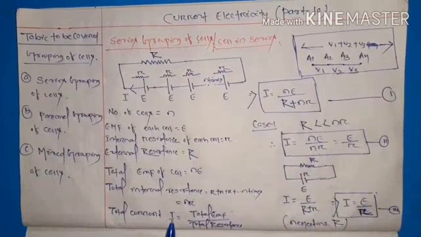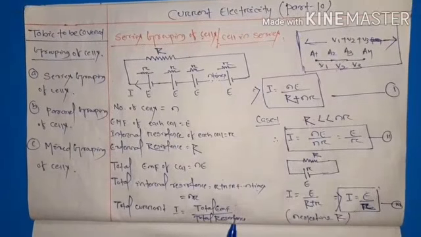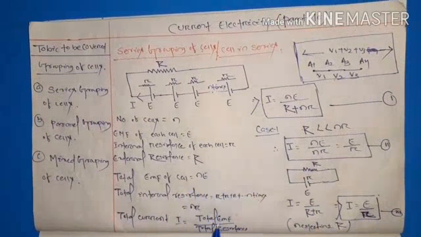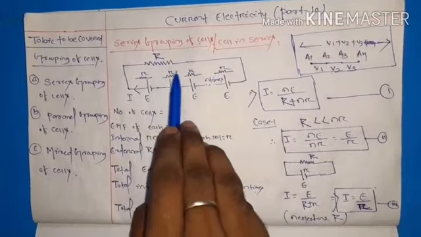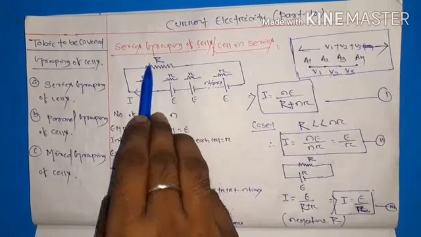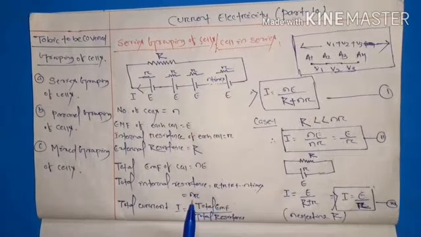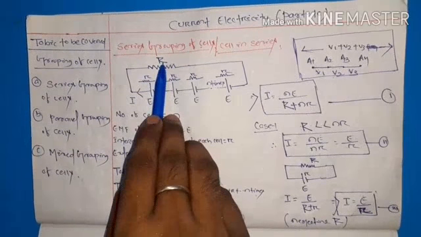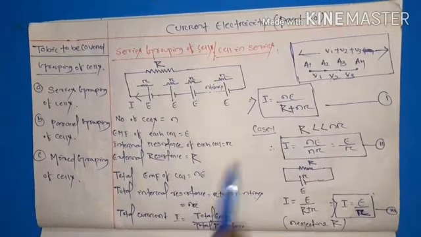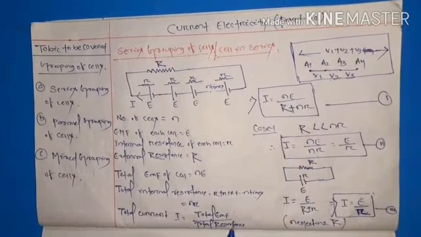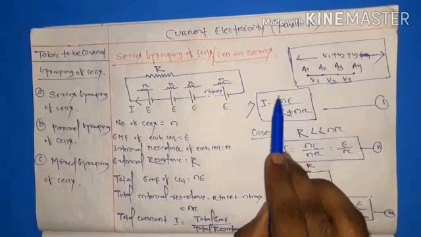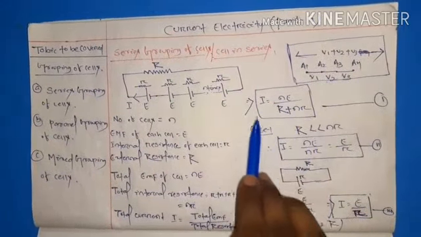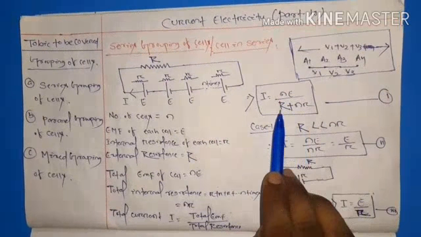But total current I is equal to total EMF divided by total resistance. Total EMF of the cells is nE, and total resistance is internal resistance of the combination plus external resistance. Here internal resistance of the combination is nr and external resistance is capital R. So total resistance is R plus nr. So current I is equal to total EMF nE divided by total resistance R plus nr. So this is the expression for current: I is equal to nE divided by R plus nr.